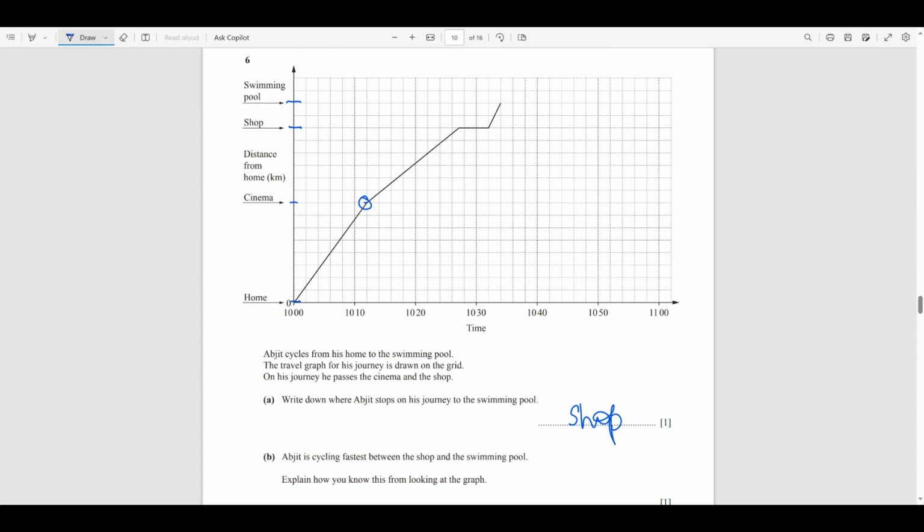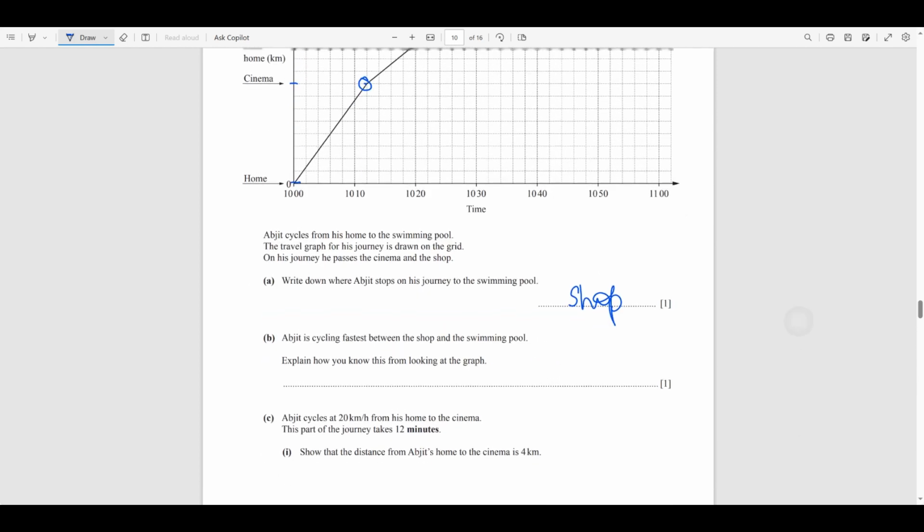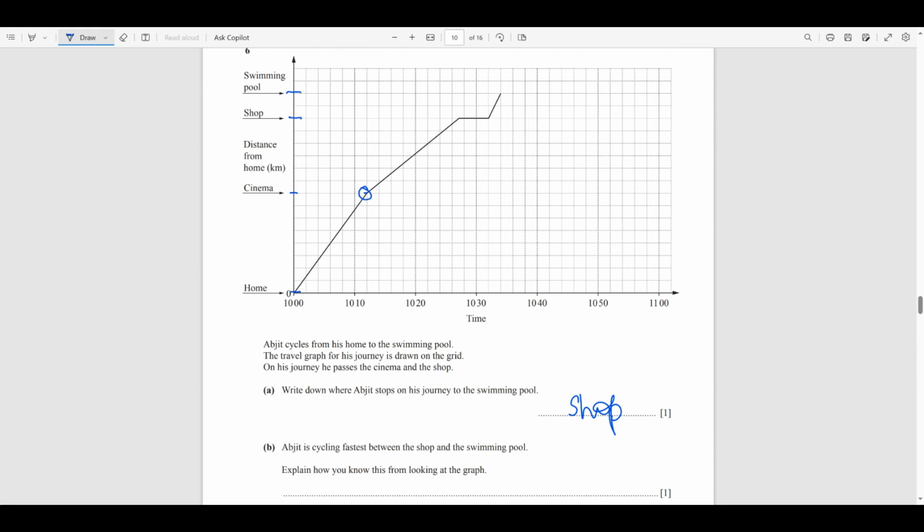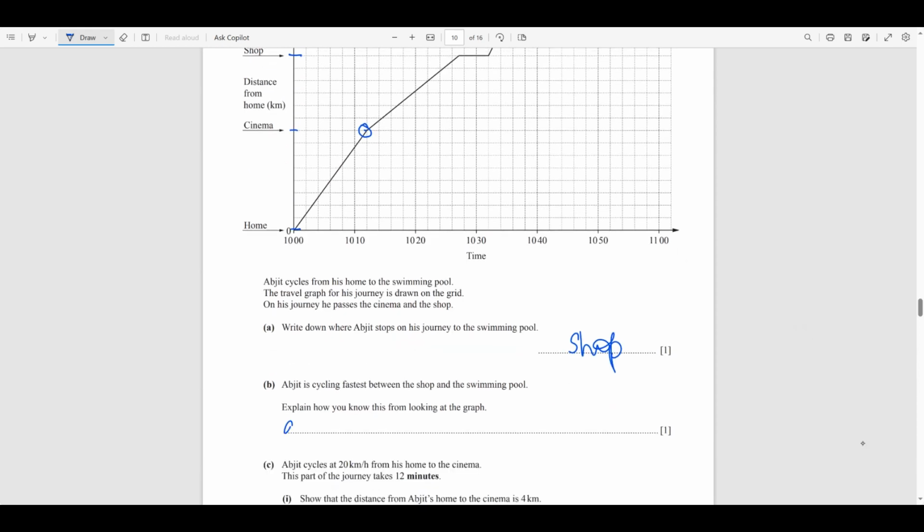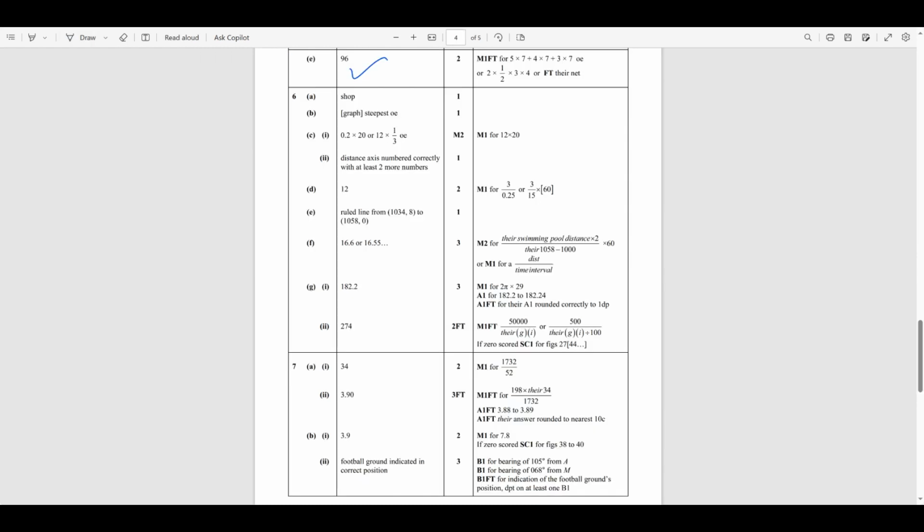Part B. Abjeet is cycling fastest between the shop and the swimming pool. Explain how you know this from looking at the graph. Okay, now we can see this. It's because of the gradient. Gradient actually tells you how steep our line is. So you can say that it is because the line is steeper. Okay, so yeah, shop and steepest.